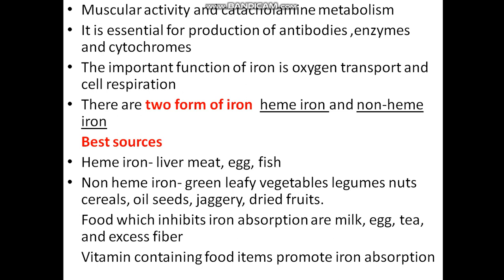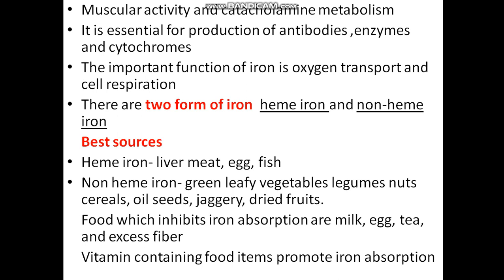There are two forms of iron: heme iron and non-heme iron. The best sources of heme iron are liver, meat, egg, and fish. Non-heme iron sources are green leafy vegetables, legumes, nuts, cereals, oil seeds, jaggery, and dry fruits.